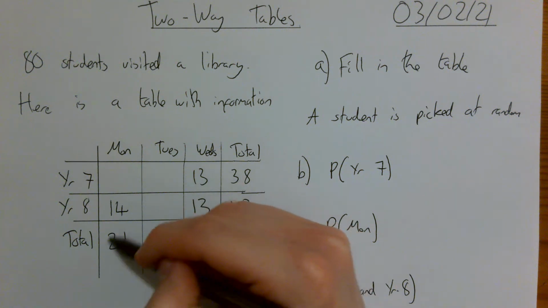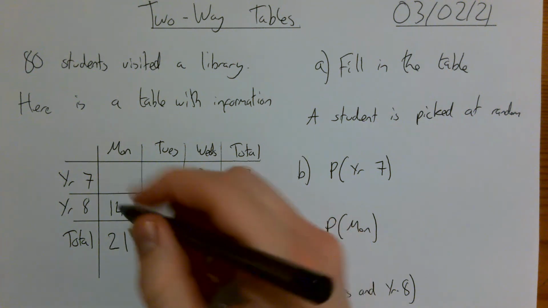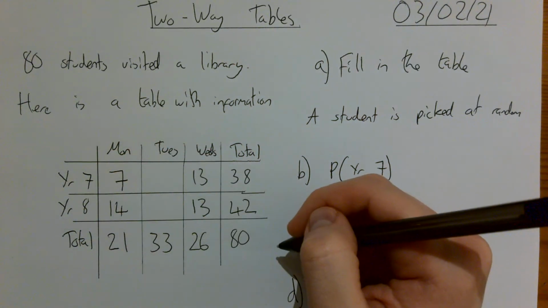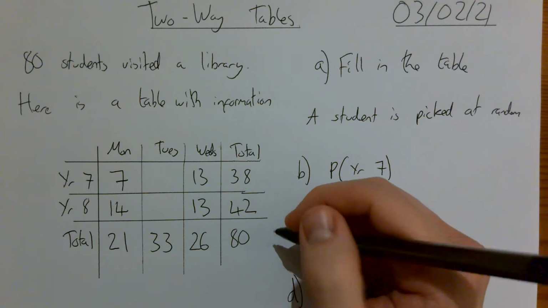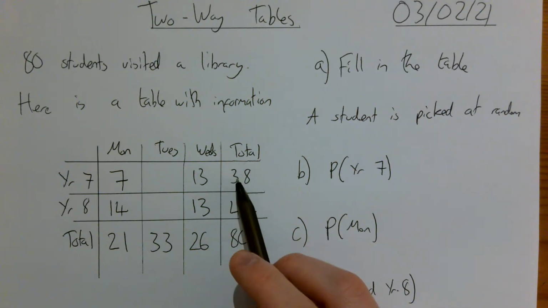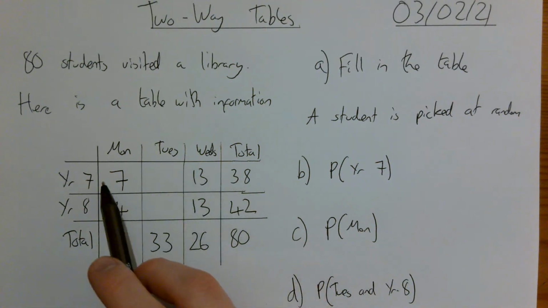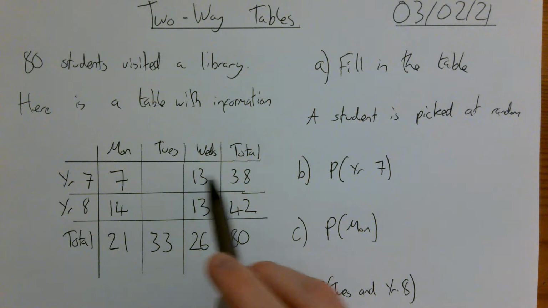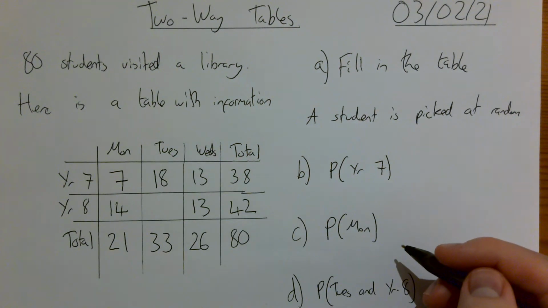There were 21 in total on Monday. There were 14 year 8s, so that means there must have been 7 year 7s. And I could do this a couple of different ways now. Let's have a look at year 7 in total. In year 7 in total there were 38. There were 7 on the Monday and 13 on the Wednesday. So between the Monday and the Wednesday there were 20. There were 38 in total, so there must have been 18 on the Tuesday.